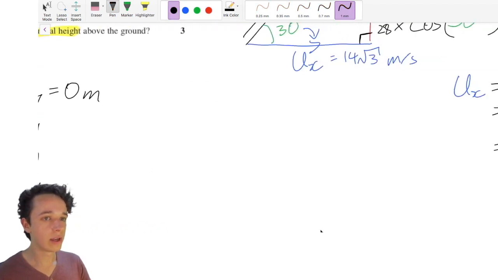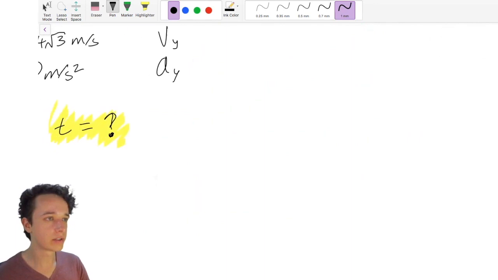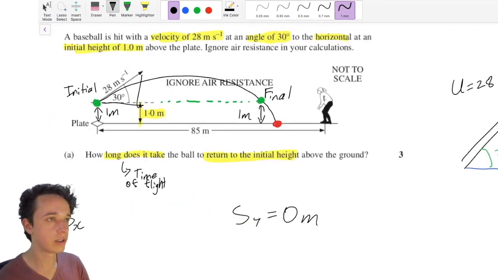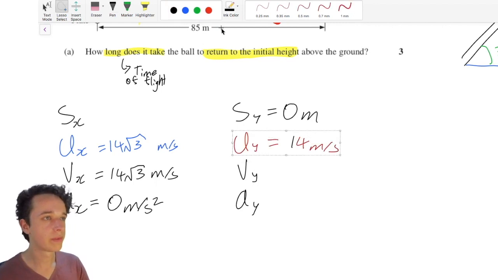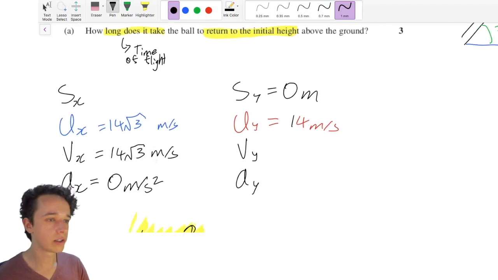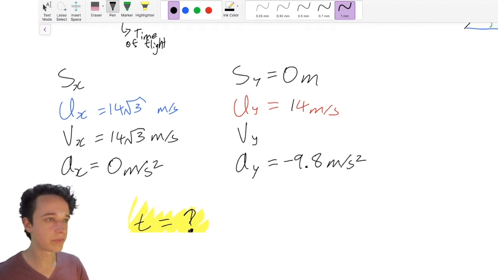UY, do we have a value for UY? Yes, we do. It's 14 meters per second. So UY is 14 meters per second. And we just found that with trigonometry. VY, do we know anything about VY? No, we don't. Do we know anything about AY? Yes, we do. We're on Earth, presumably. So this is 9.8 or negative 9.8 meters per second squared.